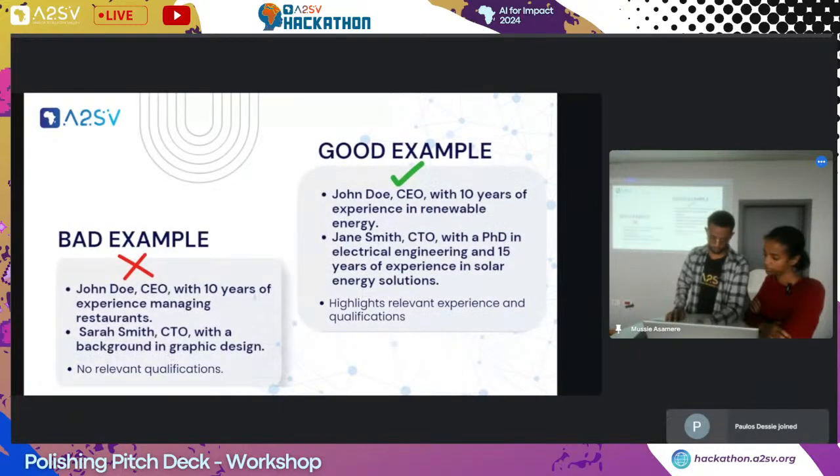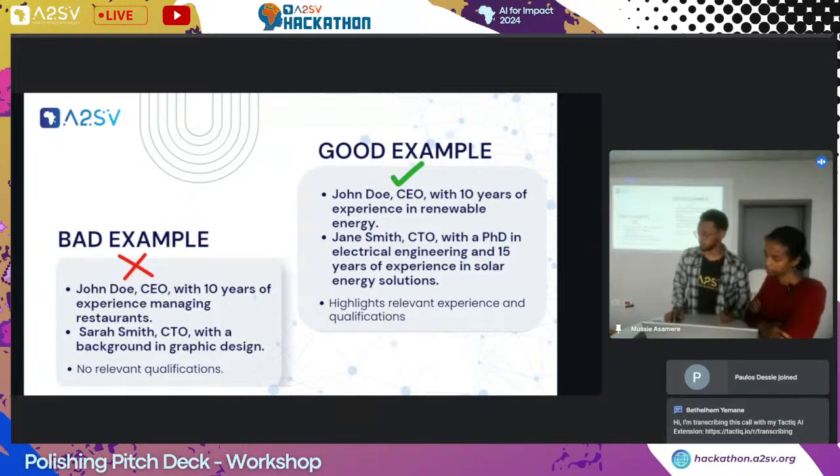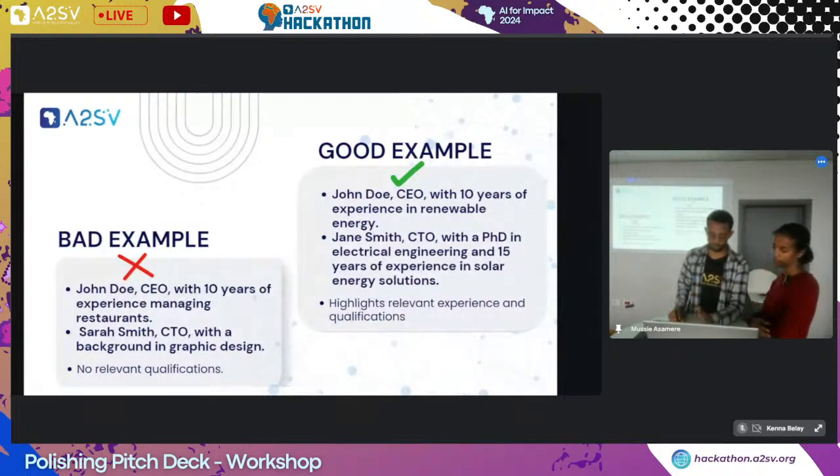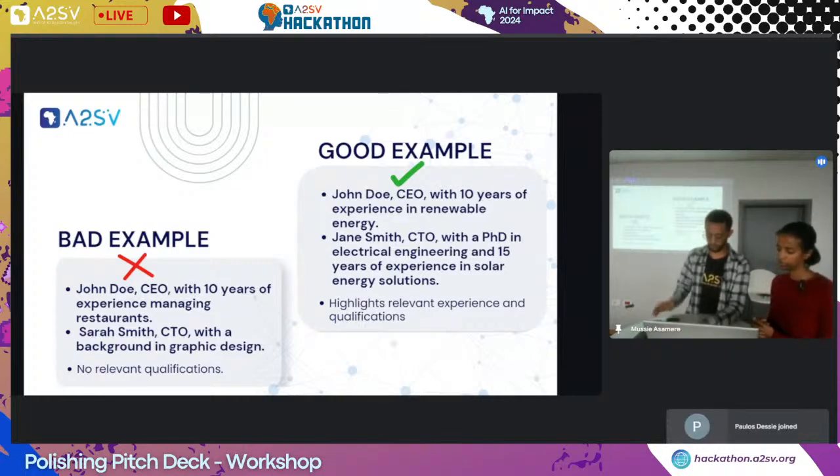A good example would be, no, let's start with the bad one. There is the CEO, let's name him John Doe, with 10 years of experience managing restaurants. As we said before, this project is working on the renewable clean energy side, right? So his experience in managing restaurants is not totally relevant. Even though he has 10 years of leadership experience, it's still not relevant because it's managing restaurants. And their CTO, Sarah, has a background in graphic design.